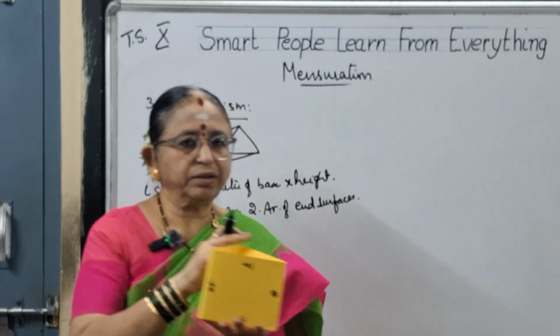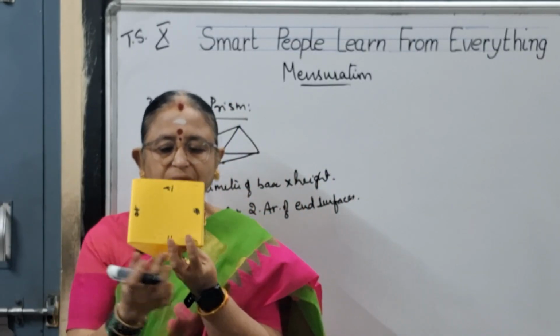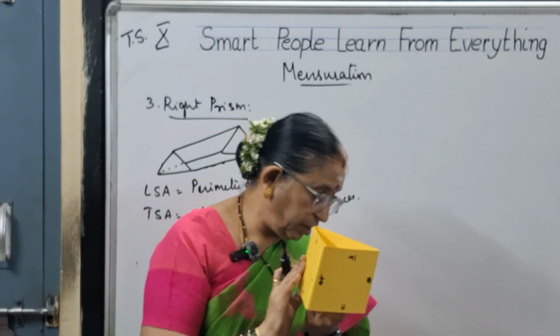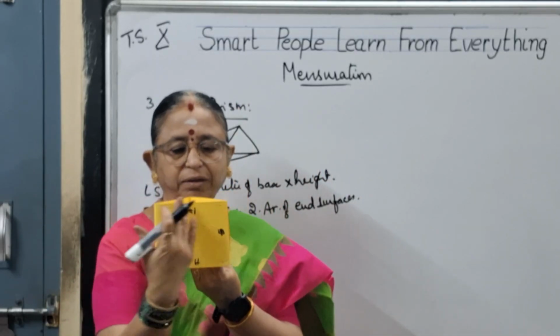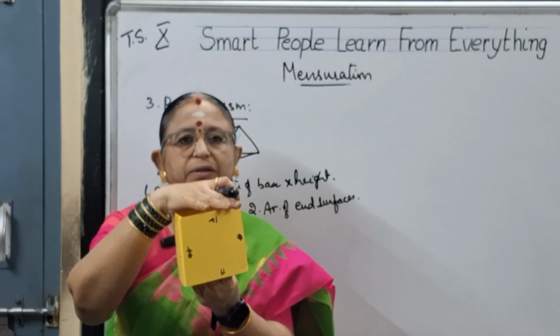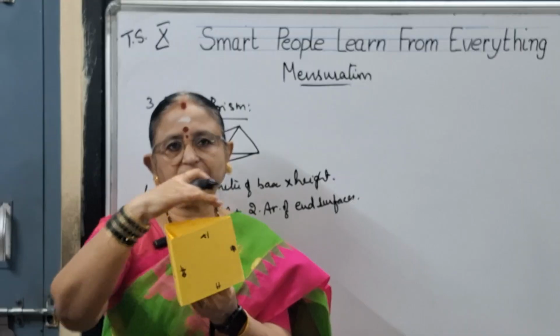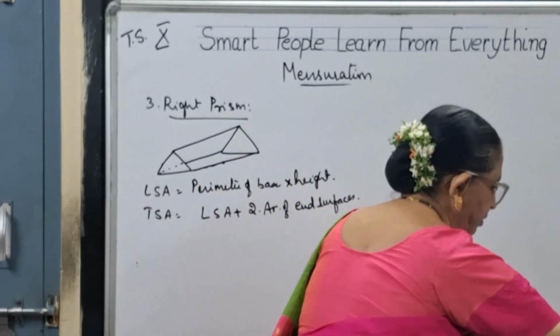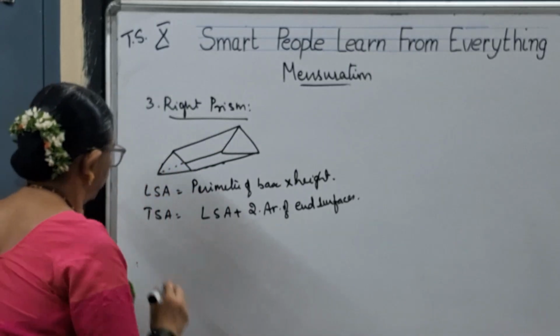So if it is like this, this is a triangle, this is a triangle. So its total surface area, if you want, is lateral surface area plus 2 times the area of the base. This and this will always be the same. So that will give you the lateral surface area.